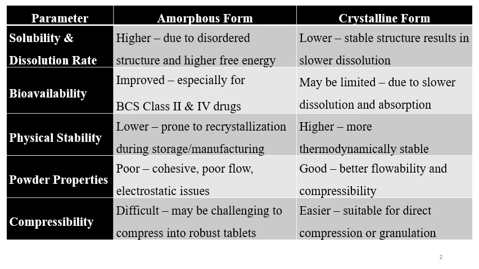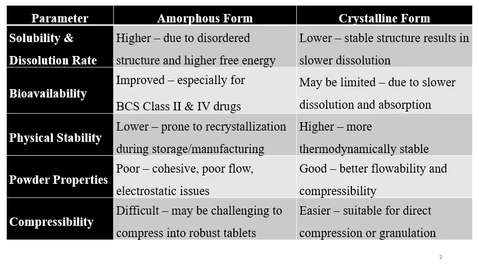Solubility and dissolution rate. Amorphous form have higher solubility and may be providing the faster dissolution rate because there is a disordered structure, and these amorphous forms of the APIs have high free energy, whereas crystalline forms have lower solubility and slower dissolution rate compared to amorphous forms because these have stable structure which results in the slower dissolution. Then bioavailability. Amorphous forms may have higher or improved bioavailability, especially for the BCS class 2 and 4 drugs, and for crystalline forms it may be limited due to slower dissolution and absorption.